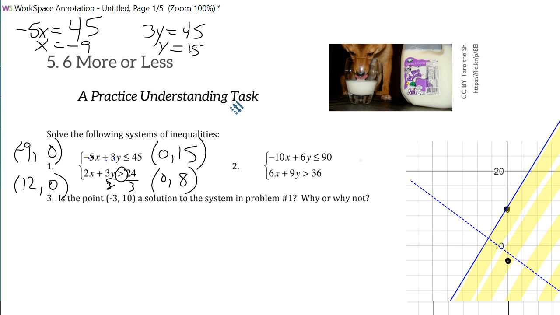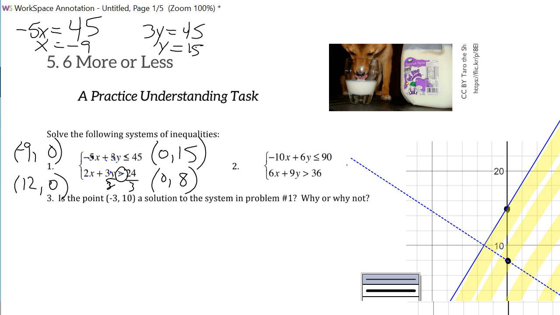Okay, now we want to be above that line according to that, so the point 0, 0 should not work. Is 0 greater than 24? It is not. So let's shade this in, let's say green. Everything above this, that's green, will work.